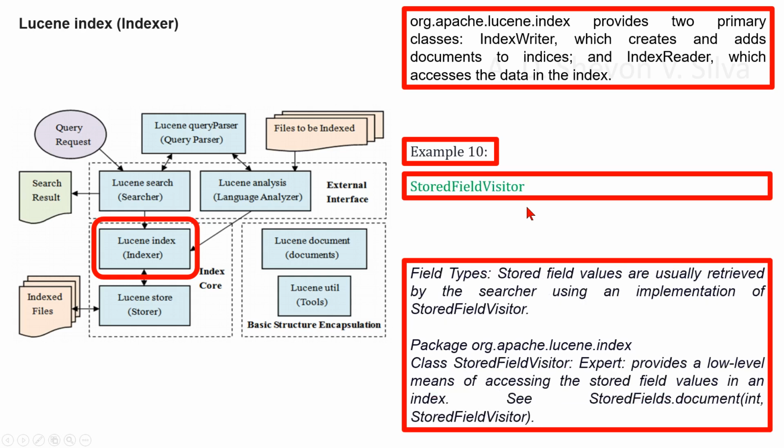Now we are considering field types. Stored field values are retrieved by a searcher using an implementation of StoredFieldVisitor. The class StoredFieldVisitor in package org.apache.lucene.index provides a low-level means of accessing the stored field values in an index.